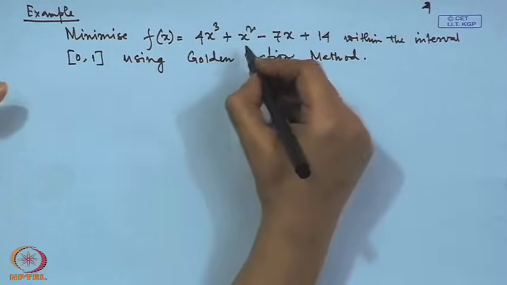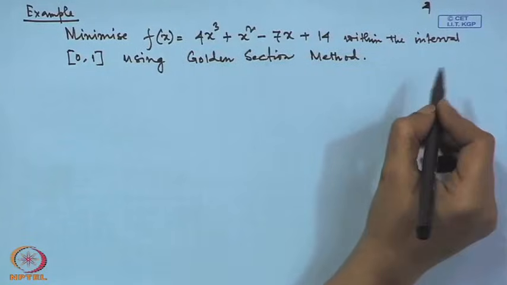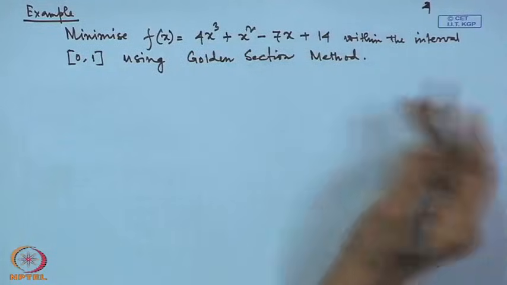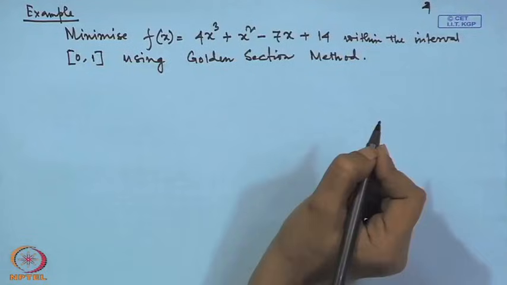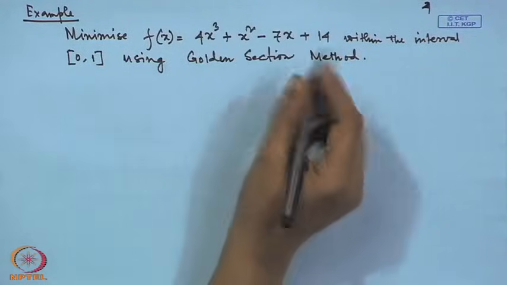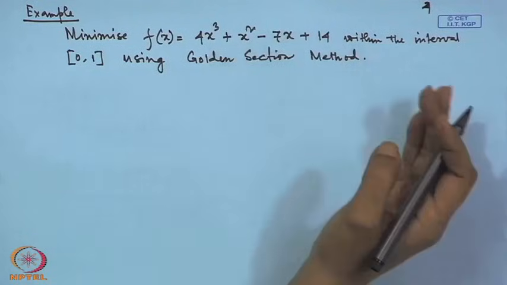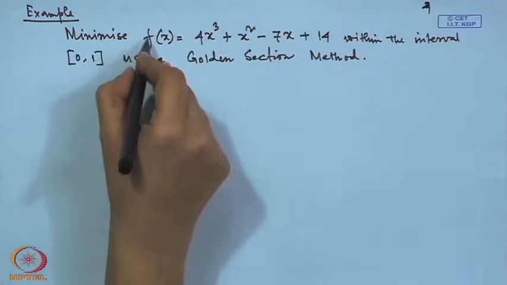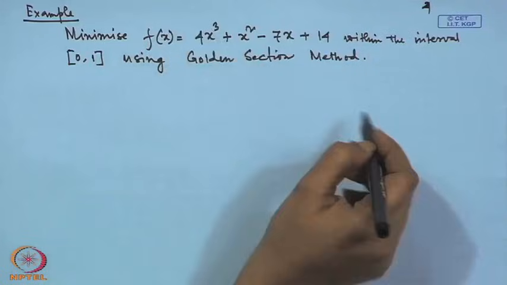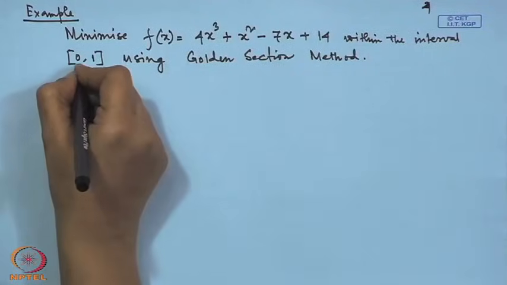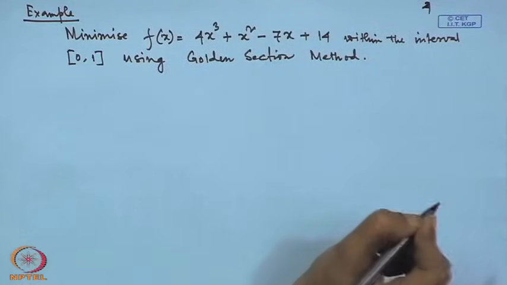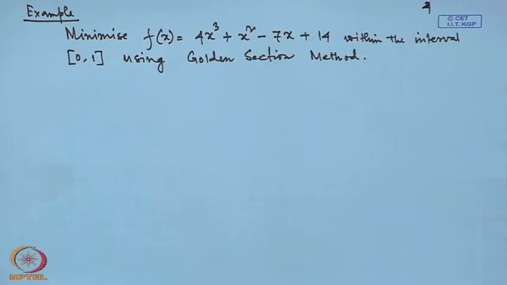Now, if we see the property of the function, the function is given to us and the initial interval of uncertainty is given. It is assumed that the function is unimodal in the given interval. Otherwise, if we draw the graph of this function, we will see the function is very much unimodal. It has only one minimum value within 0 to 1. That is why let us start our process.